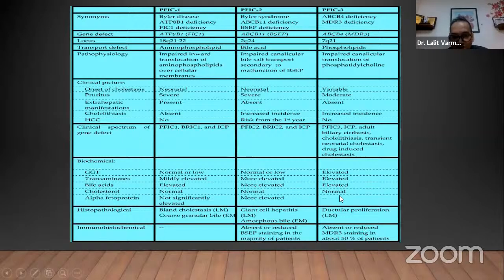have ductal proliferation. And there is one more thing, which is HCC, your hepatocellular carcinoma. If PFIC2 is not treated earlier, then by the end of the first year, you see it here, the risk of HCC is very high. That's the reason we push them for an early transplant, and we keep doing the USGs every 6 months, even after doing a transplant in PFIC type.